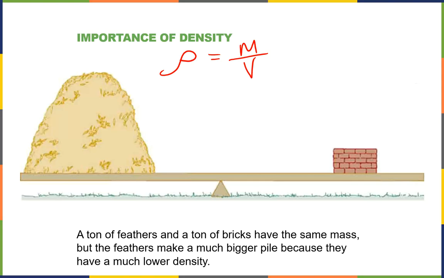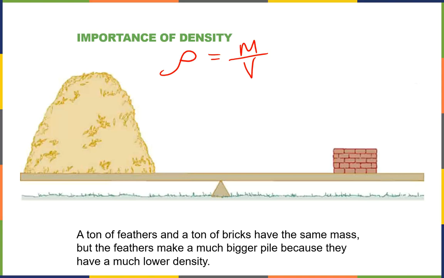Which takes up more volume, a ton of feathers or a ton of bricks? Depends on what? The feathers are going to take up more volume because they have a lower density. And so the picture here, of course, does not have feathers, it has hay. And hay is less dense than the brick, so to get the same weight of brick versus hay, you have to have a lot more hay.